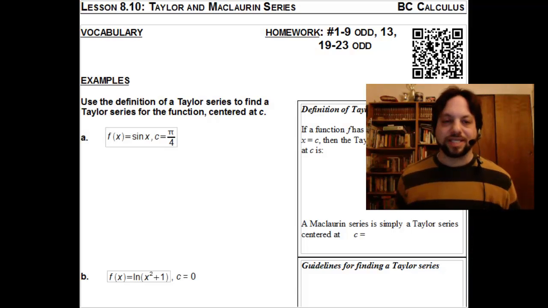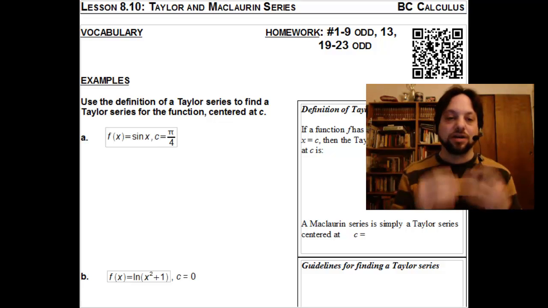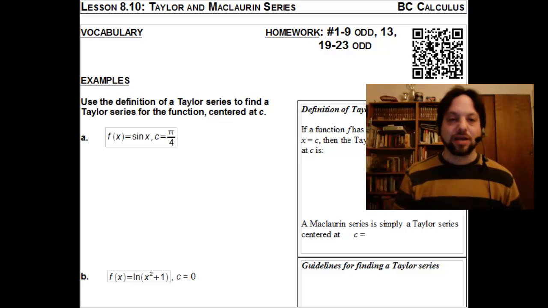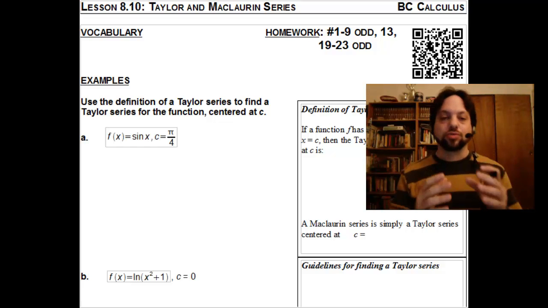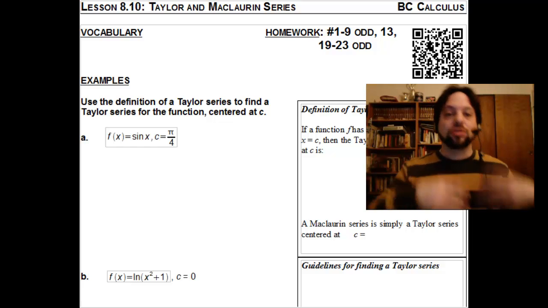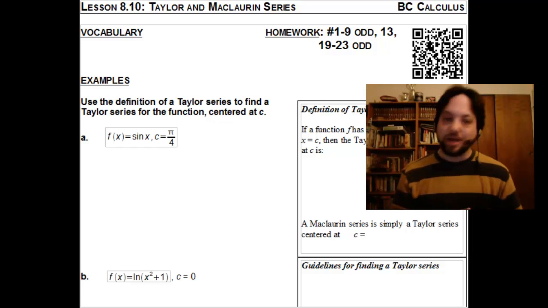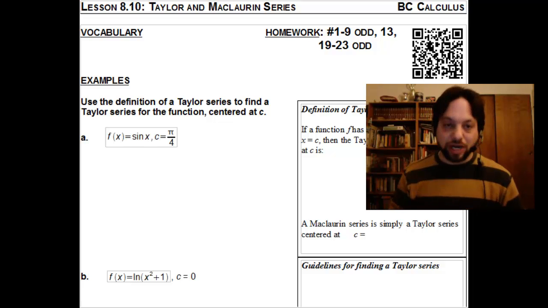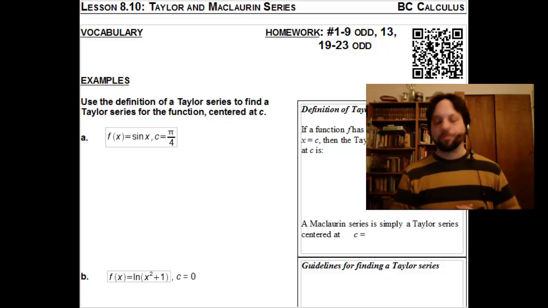In Lesson 8.10, Taylor and Maclaurin Series, we're going to expand upon the idea of the Taylor and Maclaurin polynomials that we learned a few lessons back. If you recall, those polynomials were simply approximations. The more terms we put onto the polynomial, the better approximation it was, but it was never perfect. And that's why we had to deal with that Lagrange error bound that you probably recall.